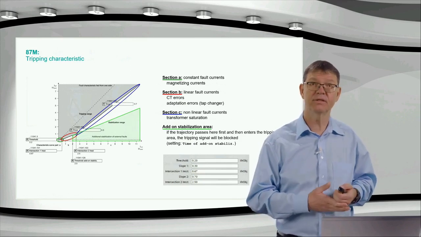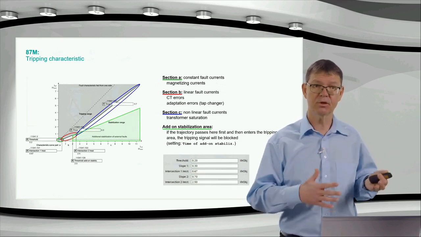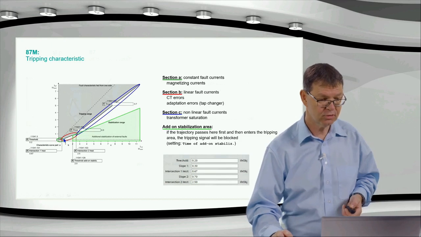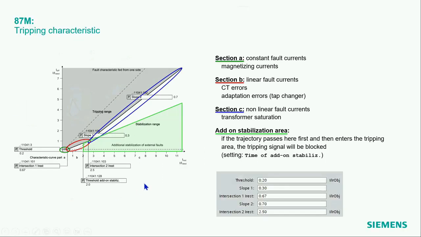Okay, this is the tripping characteristic. We have basically three sections here. First, we have a threshold, and this is one stage. We have also a second stage about this. I have a slide here. We have a threshold here. We have a section with a certain slope, slope one, and then a second section here, the blue marked one, with a higher slope. So slope one is normally to compensate linear influences, and slope two is again to compensate more against current transformer saturation.